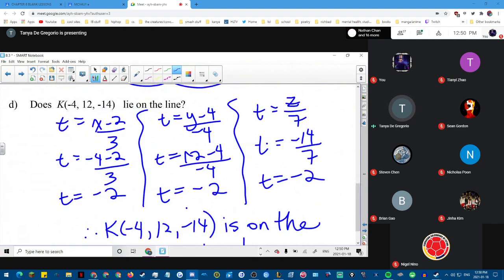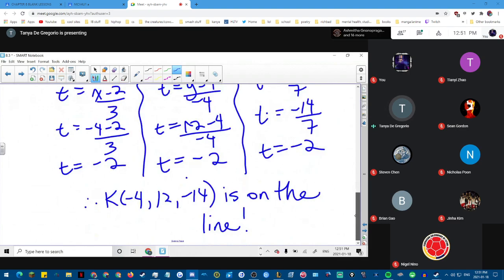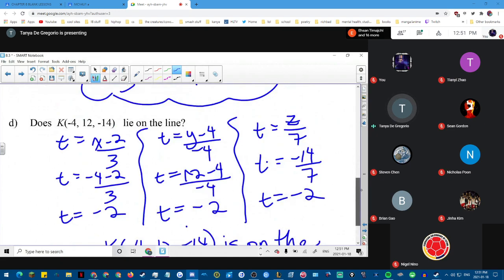Does K lie on the line? If K lies on the line, we've done a question like this before. We didn't check using symmetric equations, not formally anyways. But if we want to know if K lies on the line, we just have to make sure that t is the same. So we solve for t by subbing in the point K. I sub in -4, 12, -14 respectively in the equation, and I see that t equals -2 for all three. And so therefore, yes, it lies on the line. If the t's were not equal, then that means that point is not on the line.